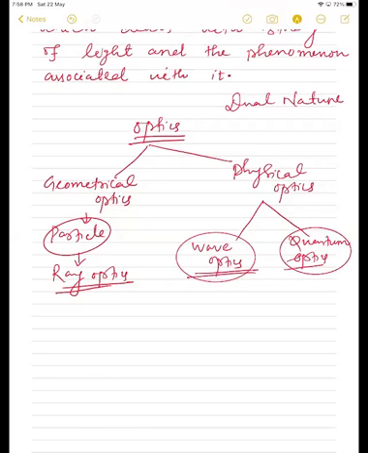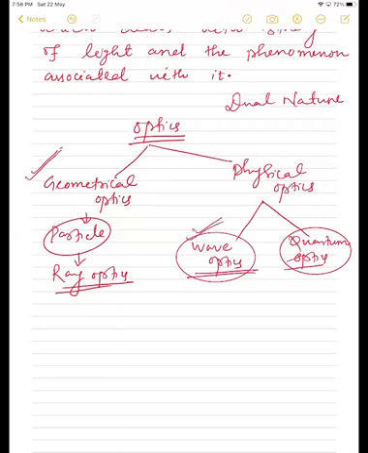Quantum optics means light is treated as particles called photons. The concept of photon is very important in the study of the origin of spectra, photoelectric effect, radiation pressure, etc. In modern physics, some part is there, but most probably we'll focus on the first part, that is geometrical optics, and the second part, that is wave optics.